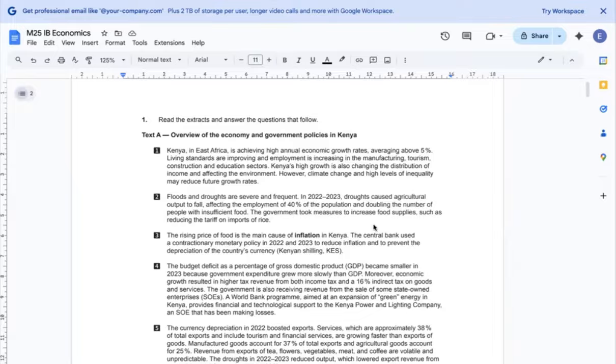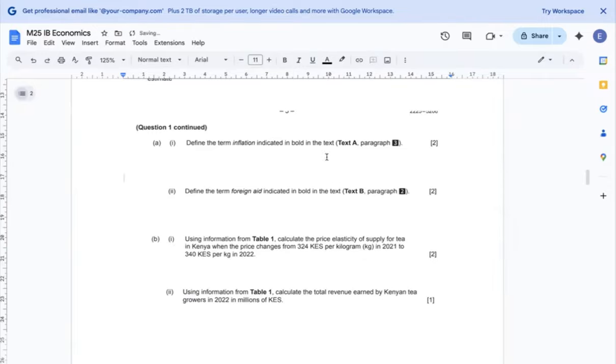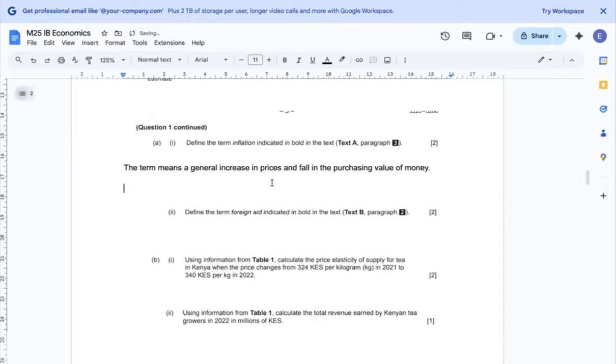Alright, Paper 2, question number 1. A1. Define the term inflation indicated in bold in the text. The term means a general increase in prices and fall in the purchasing value of money.